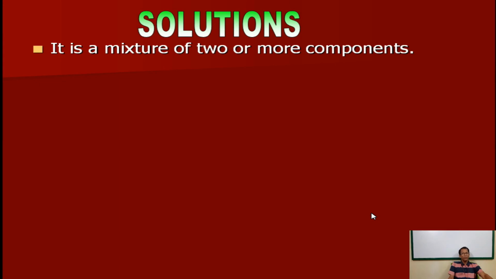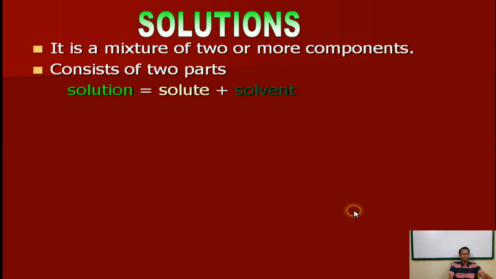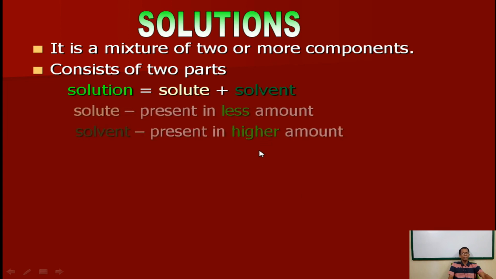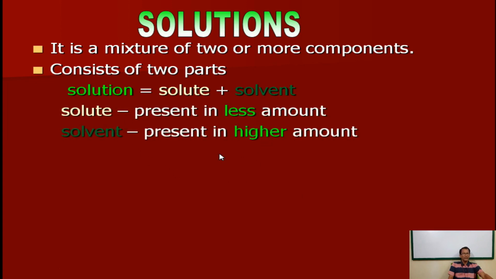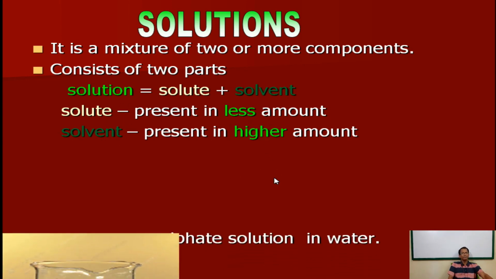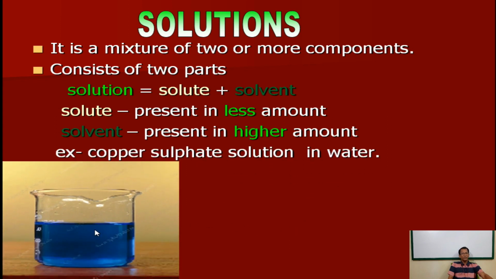A solution is a mixture of two or more components. These two components are solute and solvent. A solution is a mixture of solute and solvent. Solute is present in a lesser amount and solvent is present in a higher amount. So in the solution, solvent takes the higher percentage and solute takes the lower percentage. For example, this is a copper sulfate solution where copper sulfate is the solute and water is the solvent, and the copper sulfate solution is a mixture and it is also called a solution.